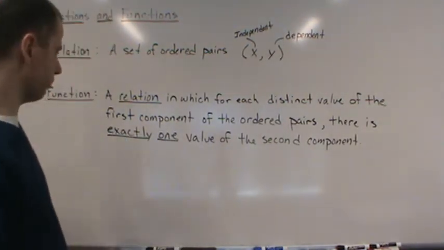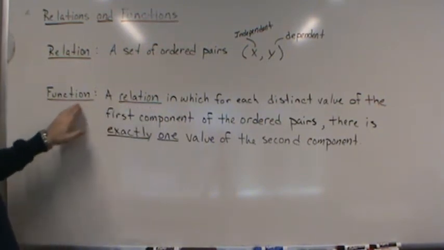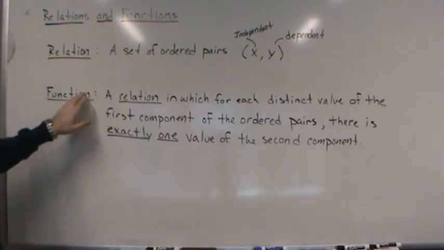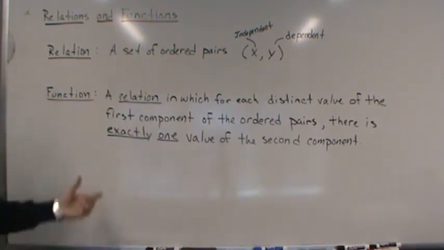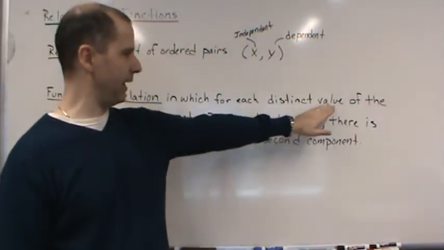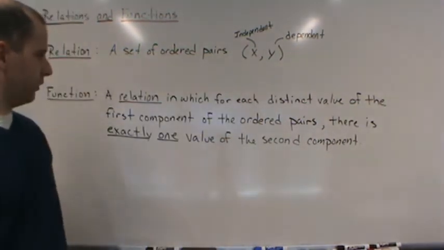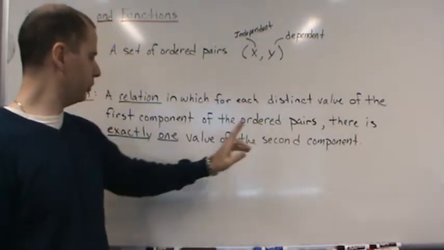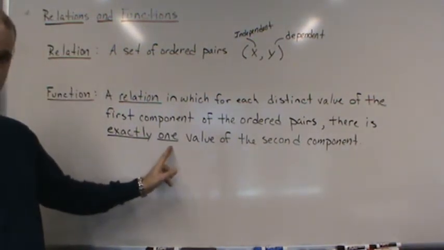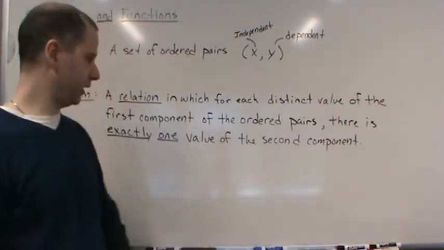Now, a function is a very special type of relation. In order to be a function, you have to have a relation. So a function involves the definition of a relation. It is a relation, but it's a special relation in which, for each distinct value of the first component, that's your x, of the ordered pairs, there's only one. There's exactly one value, which means there are no other values, that goes with it from the second component.